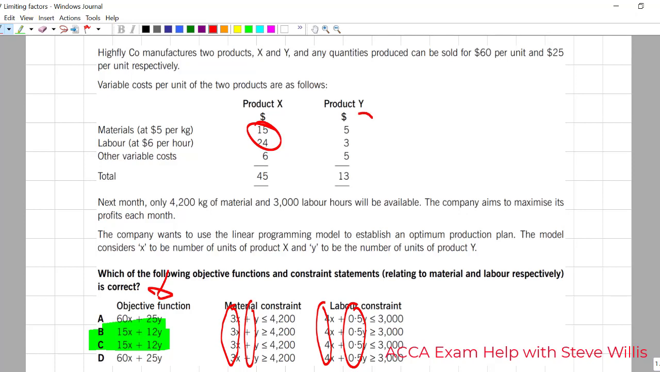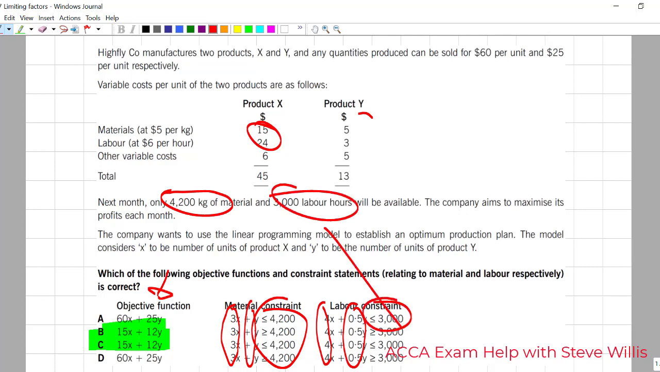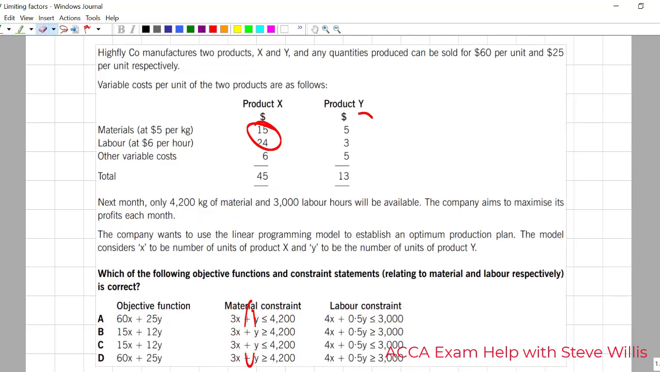Oh, and then of course we have this. That's the maximum that we can use. So we only have 4,200 kilos. And 3,000 labor hours. So guys, there's a deeper dive into the question and the correct solution.